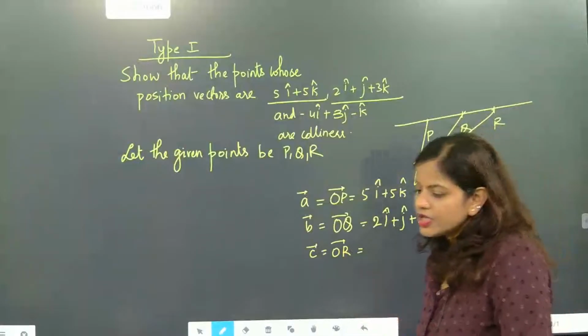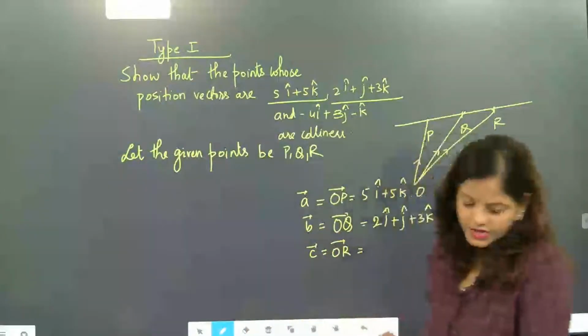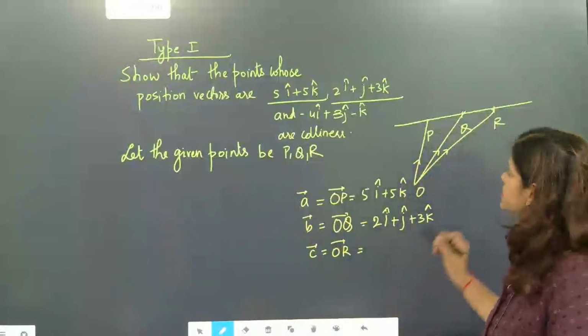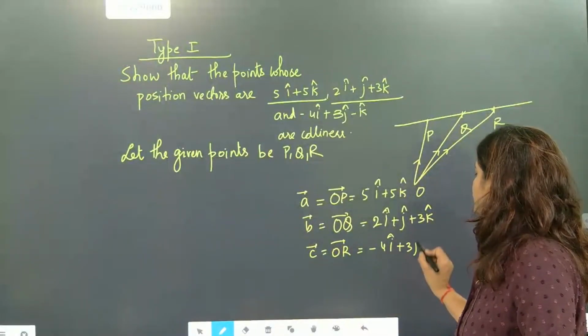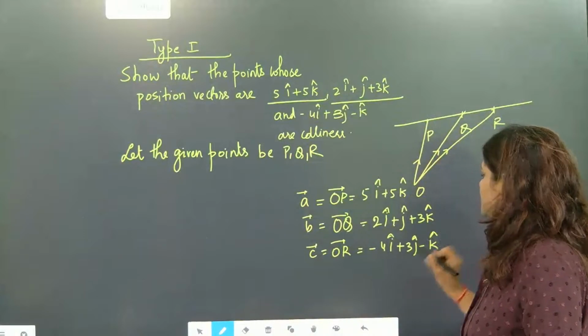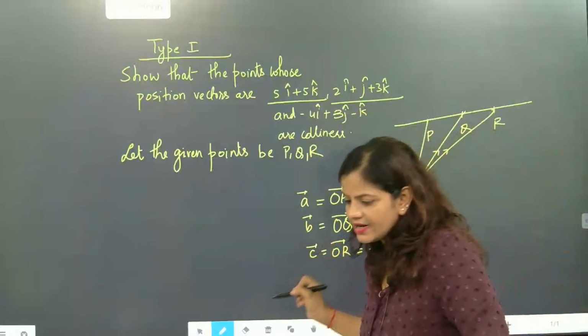We will take it, because they have already given 3 points. Once they have given 3 points, we will be taking this. So this part will become minus 4 i plus 3 j minus k. So this is exactly A vector, B vector and C vector.